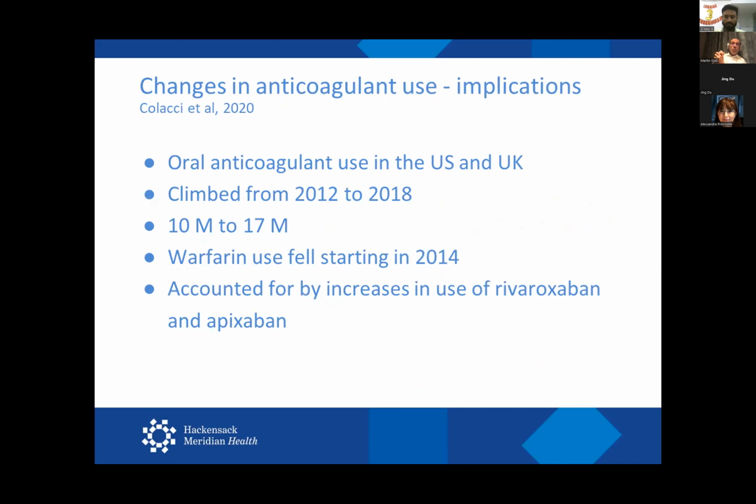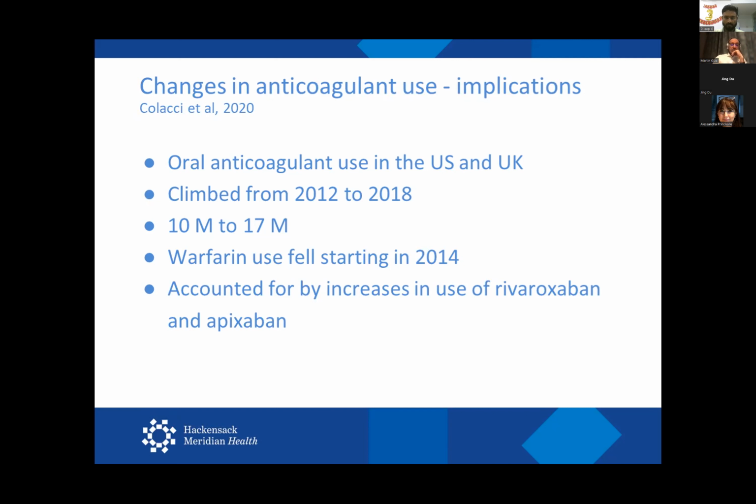Then there's anticoagulant use, all right? Keep in mind, if you're hypertensive, you're more likely to have a hemorrhage. If you have a hemorrhage while you're on an anticoagulant, you are much more likely to die. So oral anticoagulant use, this is US and UK, but obviously relevant to our population. This use has climbed over this same period, this latter period we were concerned about in our study.